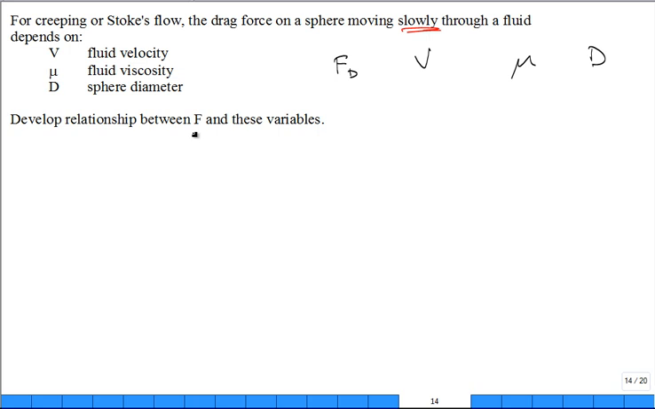Develop a relationship between the drag force and the other variables. So how many variables do I have? 4. So what was that? N equal to 4. And we busted into our parameters. We've done this before. So this was kilogram meter per second squared, meters per second, kilogram per meter second, and meter. So it's 3. So how many pi groups are we looking for? So what was it? J is equal to 3. K is equal to a whopping 1.